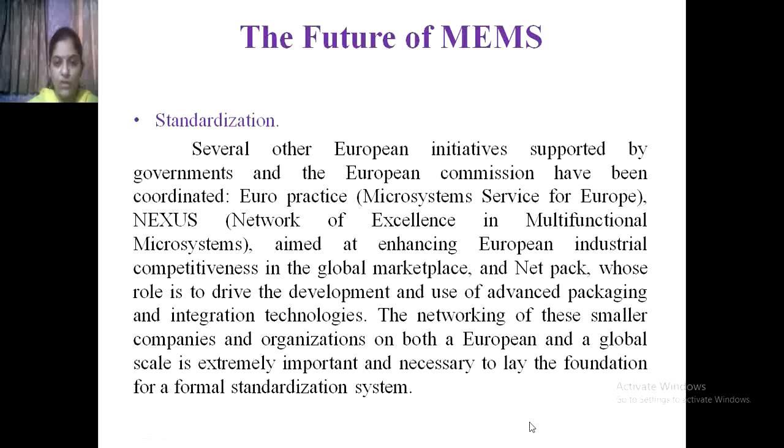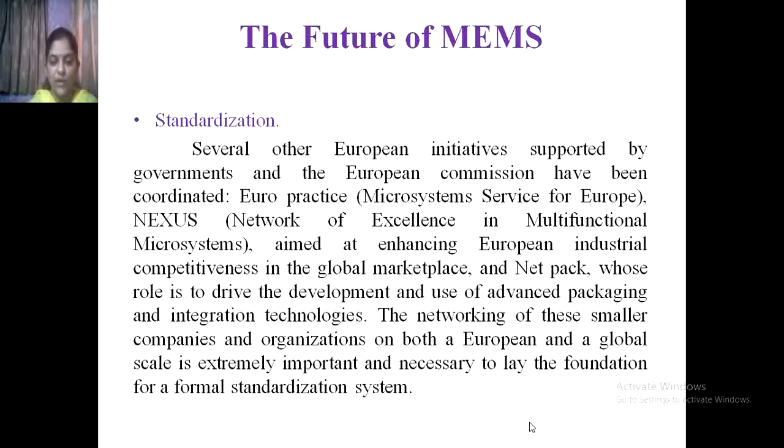Then several other European initiatives supported by government and the European Commission have been coordinated. So Euro practice, that is Microsystem Service for Europe, and Nexus, that is Network of Excellence in Multifunction Microsystem, aimed at enhancing European industry competitiveness in the global marketplace, and NetPack, whose role is to drive the development and use of advanced packaging and integration technologies.